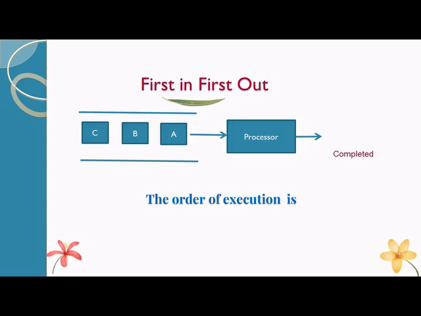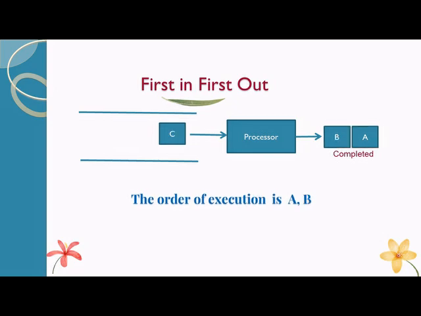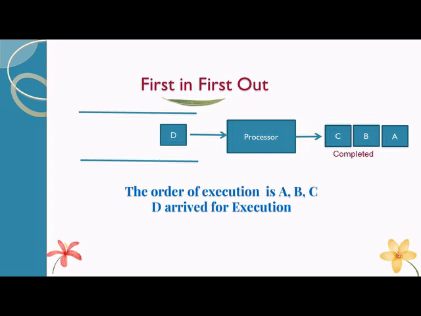So according to first in, first out scheduling, process A gets processed first, followed by B, then C is processed. And you can also take an example where D arrives in the system. D is waiting in the queue, and that is the next process to be processed. So as of now, according to this example, the order of execution is A, B, C, and D is waiting in the queue to be executed.